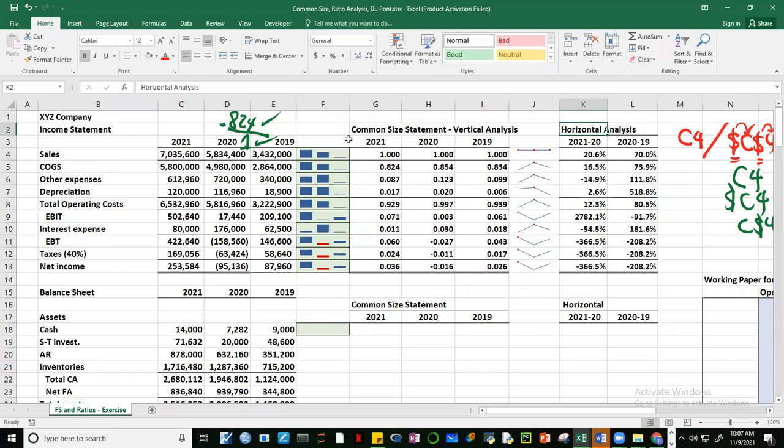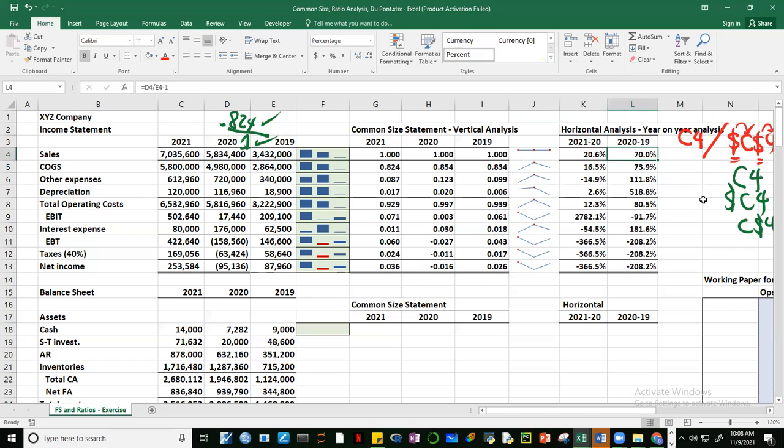Some would call this year-on-year analysis, because we're looking at the growth rate of the two periods. So there was a great increase in sales between 2019 and 2020. That's good, 70%. In fact, the sales growth from 2020 to 2021 was lower, only 20.6%, compared to the sales increase between 2019 and 2020. However, guys, if we take a look at the cost of goods sold, 73.9% increase in cost of goods sold. Now, this increase in sales was not at par with the increase in cost.